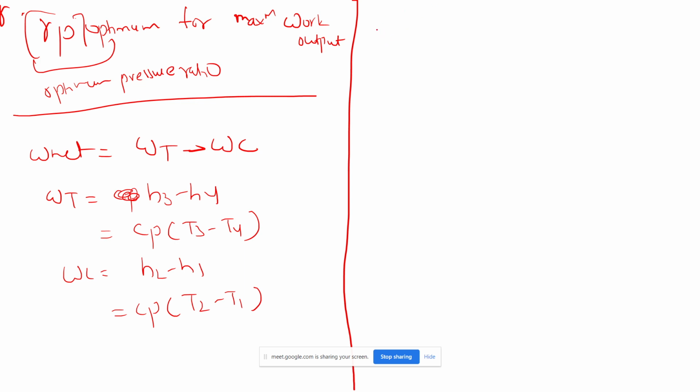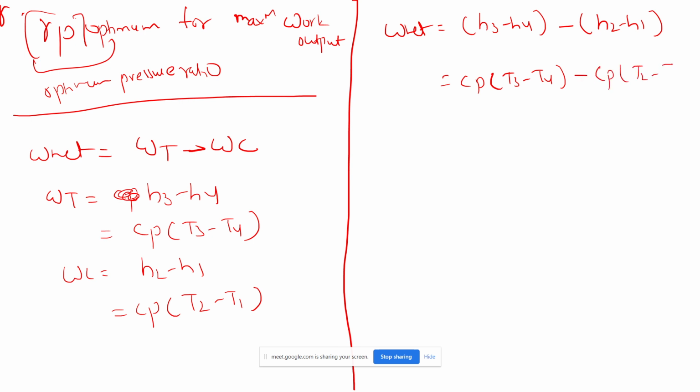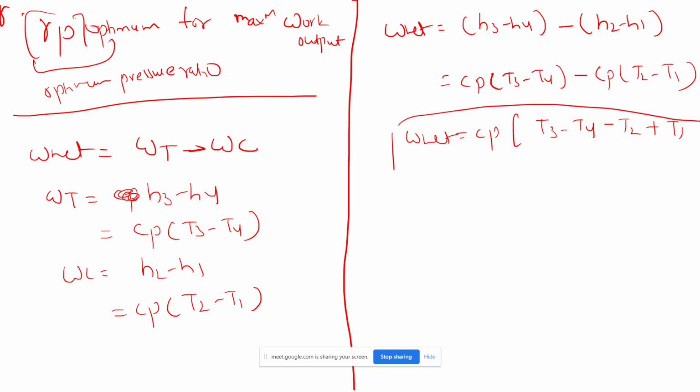Okay, so network output, how can we write it? We can write it as H3 minus H4 minus H2 minus H1, which we can further write as Cp into T3 minus T4 minus Cp into T2 minus T1. Cp we will take common, and it becomes T3 minus T4 minus T2 plus T1. Is it okay for you?